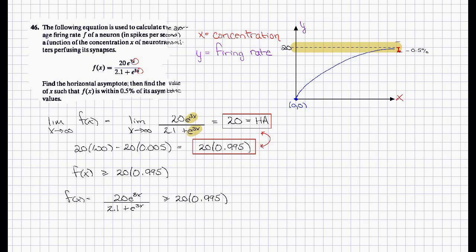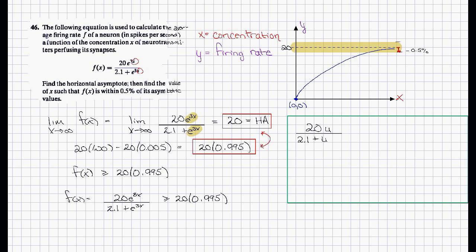Now, there's just one more trick I want you to see. If I want to solve for x, I only want one x in there. Okay? So let's take a little stroll on over here on the side. Let's just say that instead of e to the 3x, we have u. So we have 20u over 2.1 plus u.